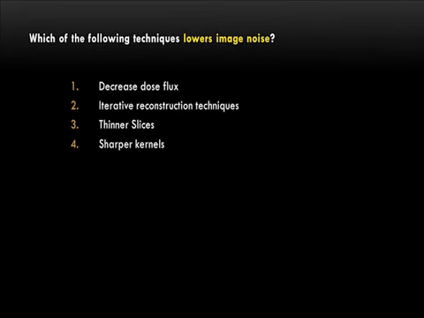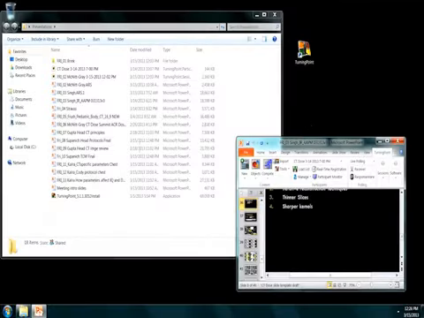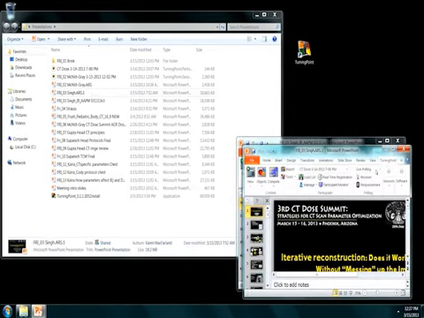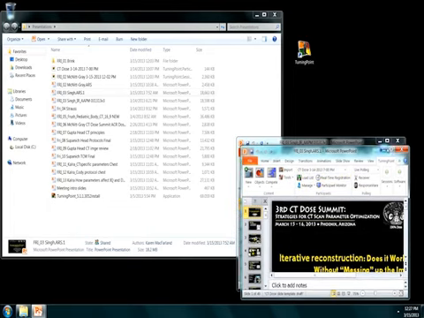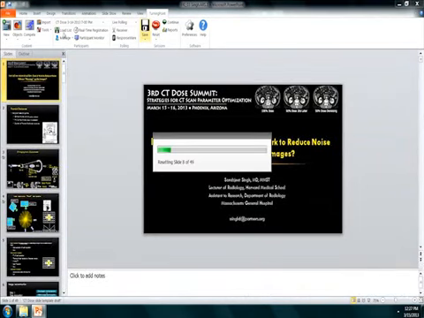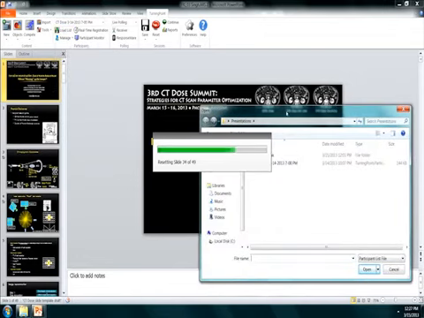So this takes me to the next question. Hopefully it will work this time. Let's see. The question is very simple. Which of the following techniques lower image noise? Is it decreased dose flux, or IR, or thinner slices, or sharper kernels?